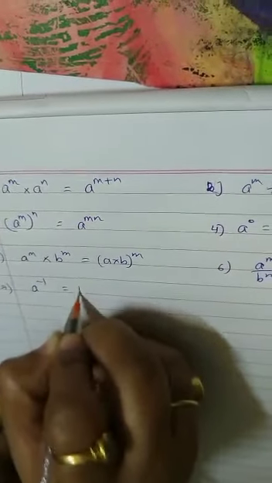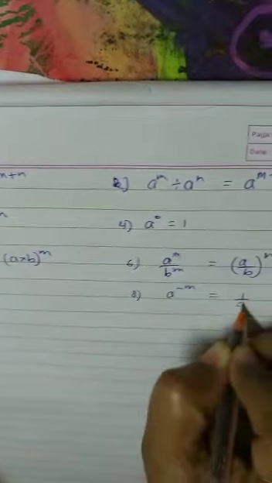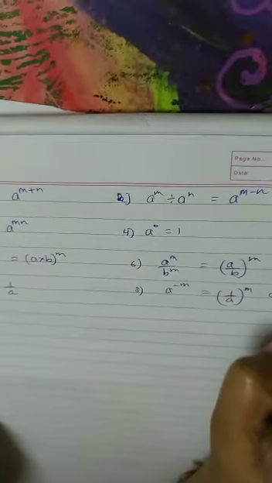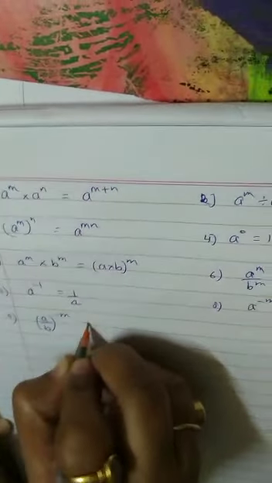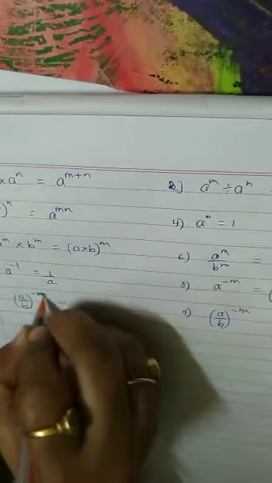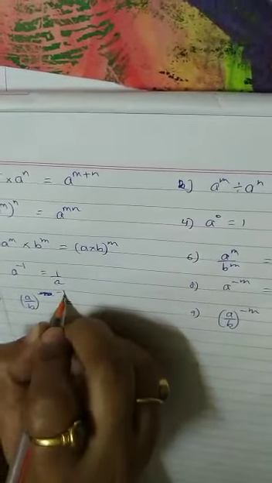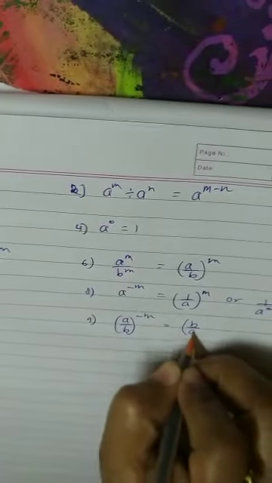A raised to minus 1 is 1 by a. In the same way, a raised to minus m would be 1 upon a the whole raised to m, or I could have written 1 upon a raised to m. And the last that we wrote was a upon b raised to minus m. When a upon b is raised to minus 1, we reciprocate the fraction. So this will be b upon a raised to m.